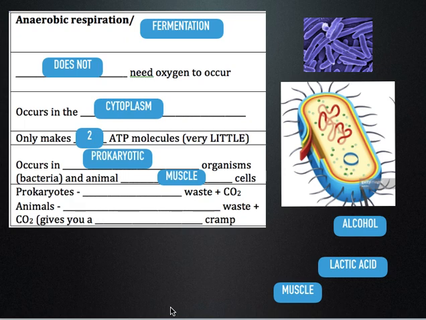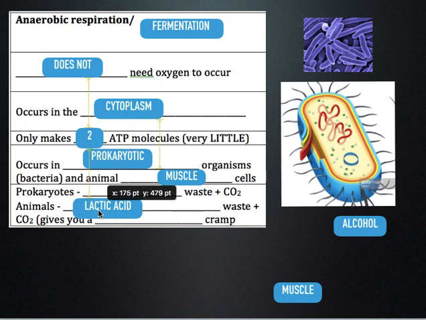problem. So all animal muscle cells can switch to this type of making energy. So our muscles can go, we don't have any more oxygen, so we're going to make ATP, or energy. We're just going to do it anaerobically, which means without oxygen. Okay? So when animals do this, our muscle cells make lactic acid waste.